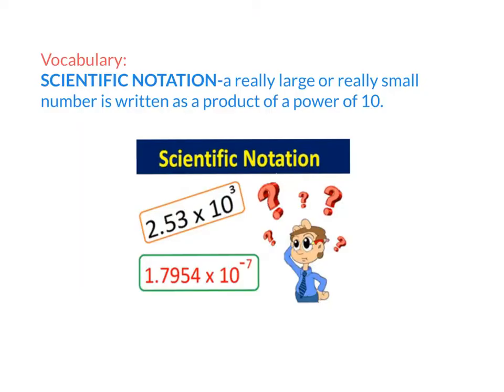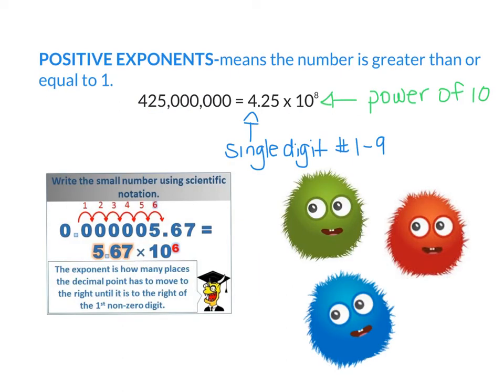Scientific notation. A really large or really small number is written as a product of a power of 10. Positive exponents mean the number is greater than or equal to 1. 425 million in scientific notation is written as 4.25 times 10 to the 8th power. It's a single digit followed by a decimal and then the numbers that come after it. The exponent means wherever the decimal is, in this case between the 4 and the 2, how many times I have to move it to get to the end. So it's 1, 2, 3, 4, 5, 6, 7, 8.